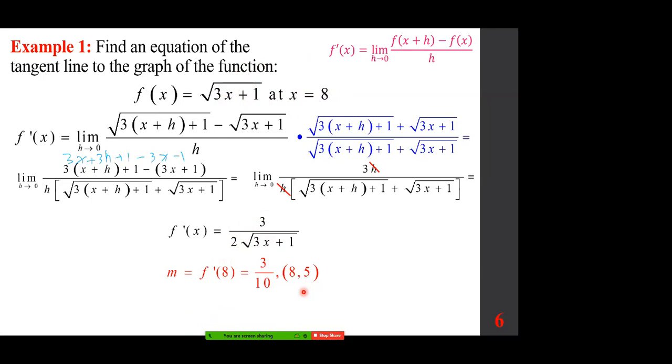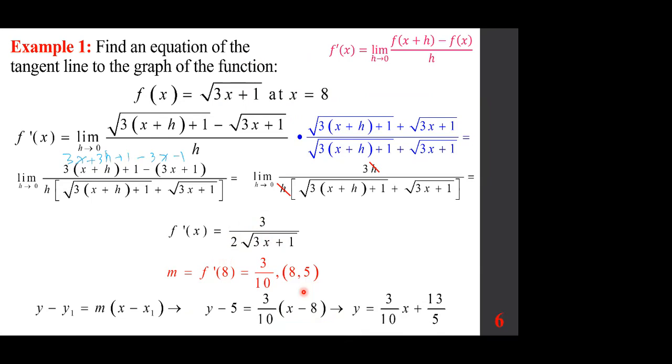y minus y1 is m times x minus x sub 1. Plug in, you have the answer. I hope nobody has any problem with fractions and everybody can handle it. You can apply the 3 over 10 and come up with the answer. So from here to here, I don't believe any calculus student has any problem. Okay. All right.